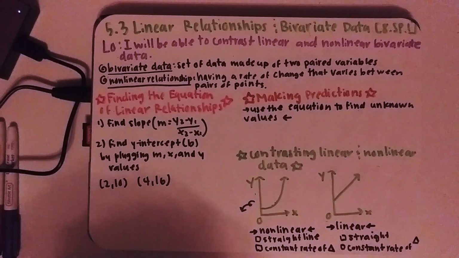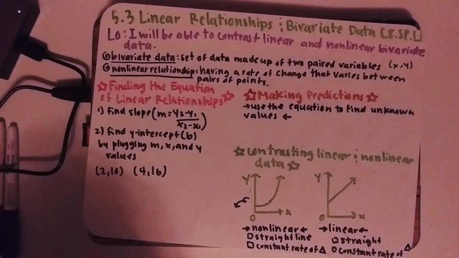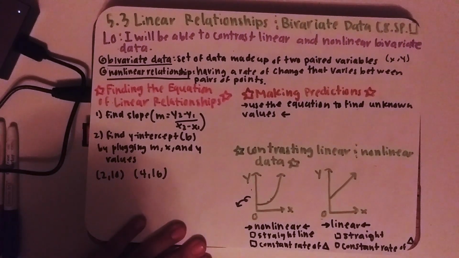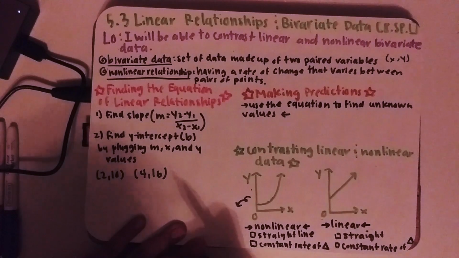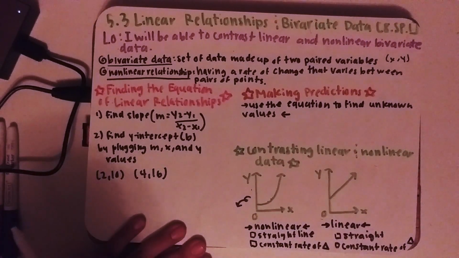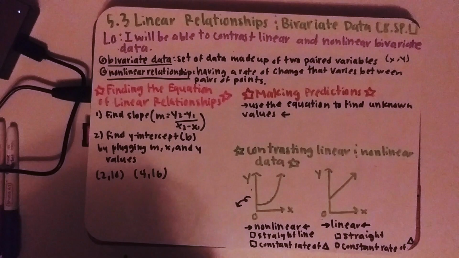So bivariate data is basically a set of data made up of two variables paired together. In this case, we usually like using x and y. So that's basically what they're saying, you're using two different variables. And then a nonlinear relationship is basically a relationship that creates a non-straight line, and it has a rate of change that varies, so it's not constant. Okay.